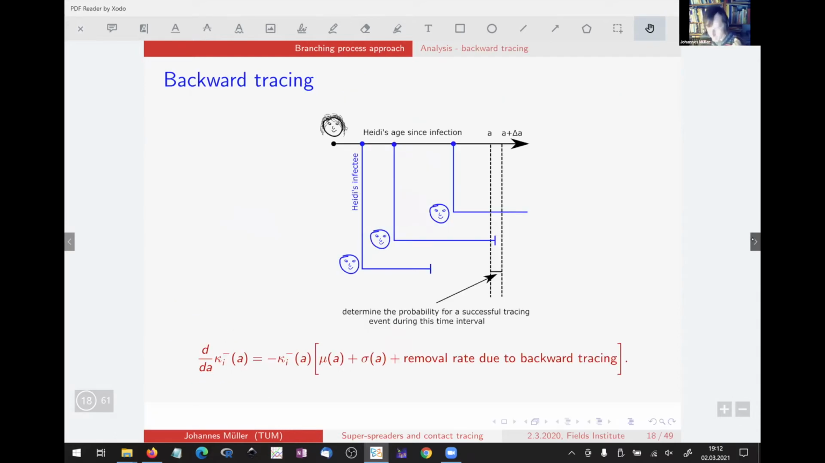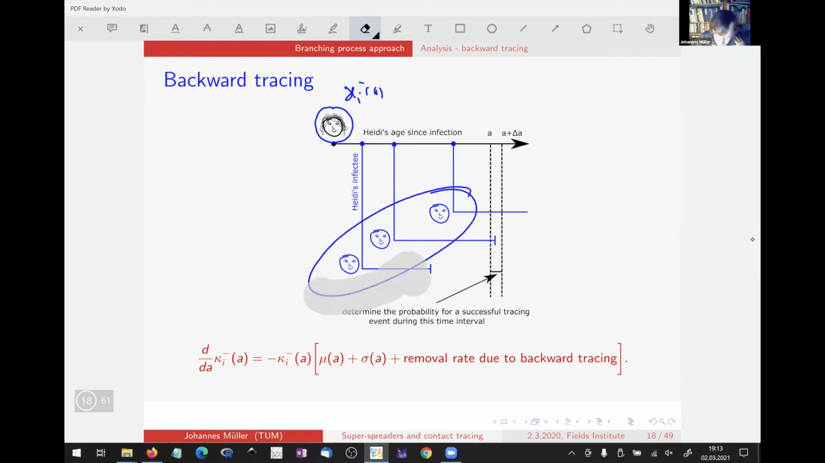Okay, let's start with backward tracing. So again, we have here our Heidi, and we would like to know her kappa I minus of A. So we would like to know how likely is it that she is infectious after age of infection A. She can be only traced via her infectees.